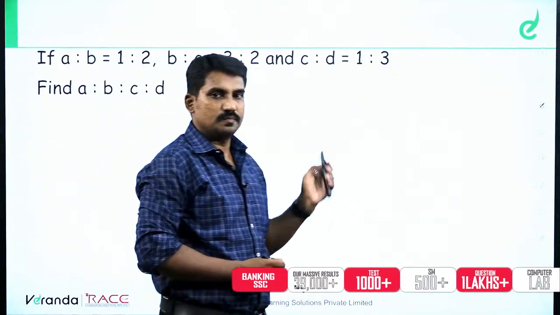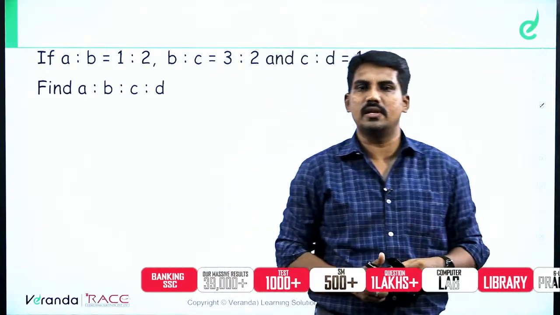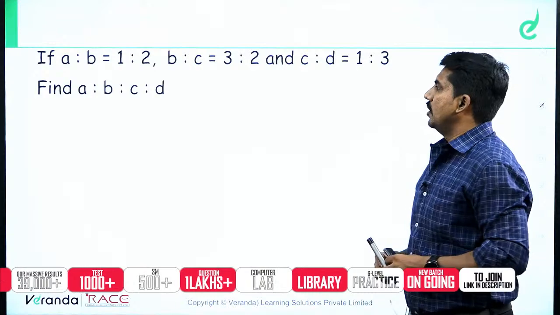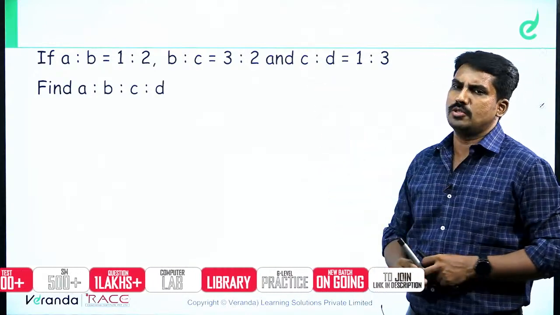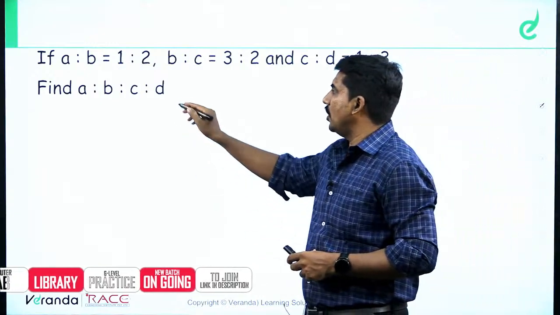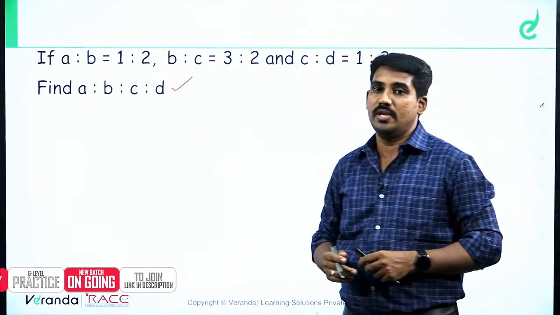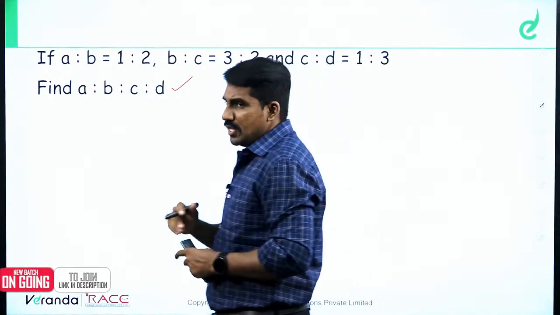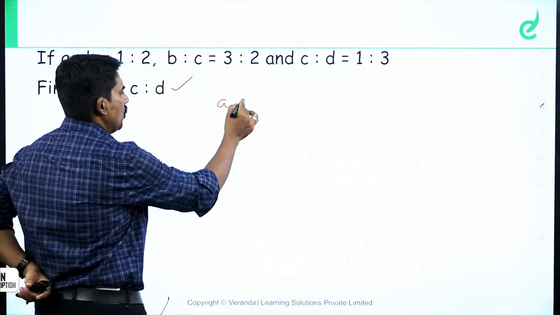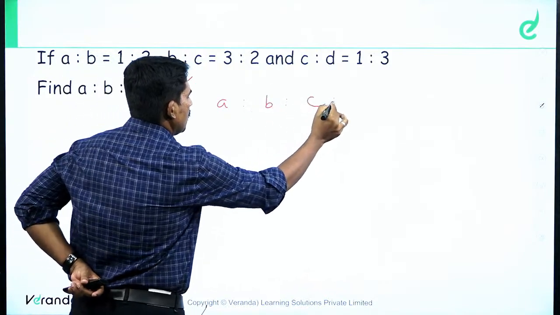Right? Now, next one. See, next question, read. A is to B given 1 is to 2. Right? B is to C given 3 is to 2. And C is to D given 1 is to 3. We have to find out A is to B is to C is to D. Same procedure, ABCD we have to find out. Right? The ABCD ratio.